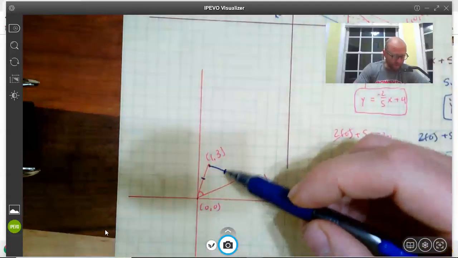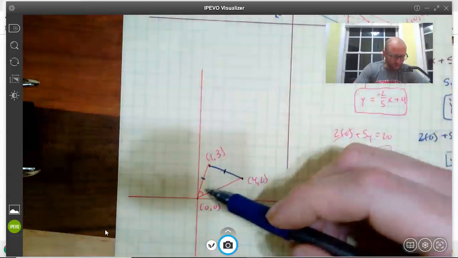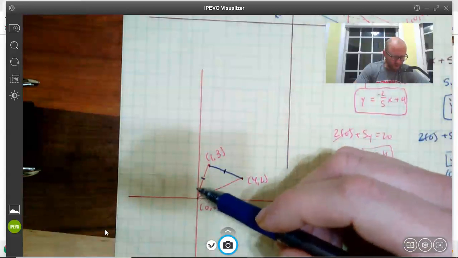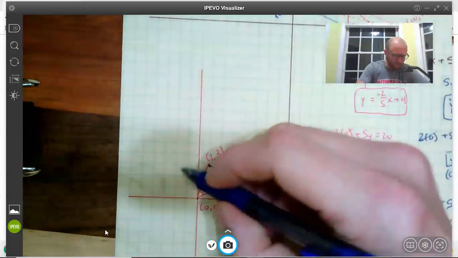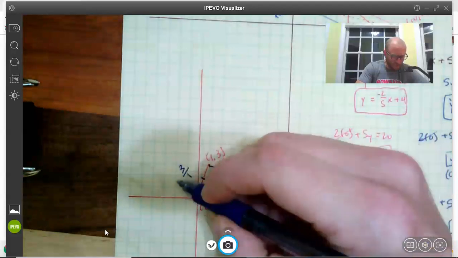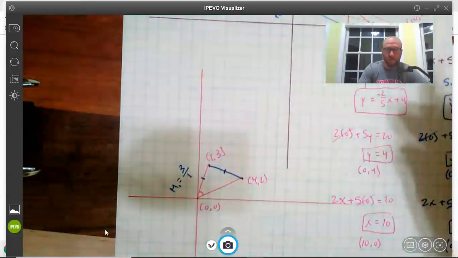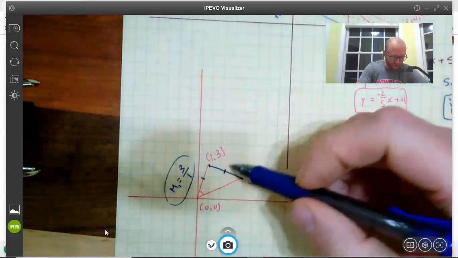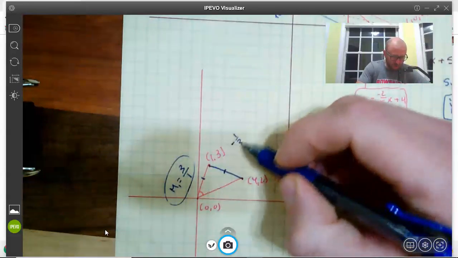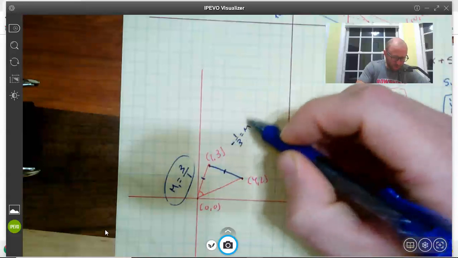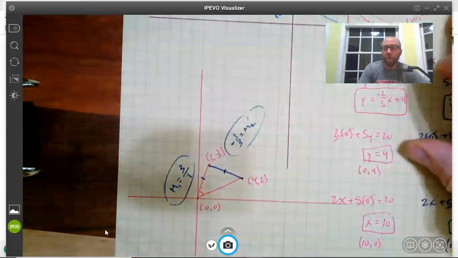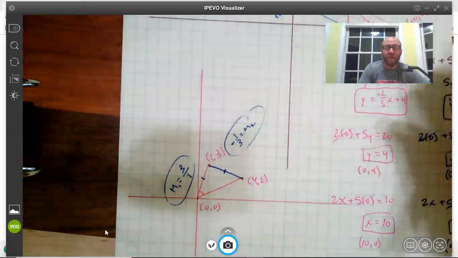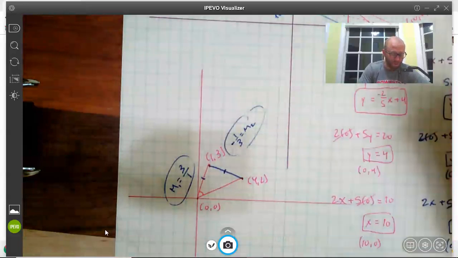And then here, if you look here, 1, 2, 3, 1, the slope of this line is 3 over 1. And over here, this is 1, 2, 3 down 1, so that's negative 1/3 for that slope. So those two segments have slopes that are negative reciprocals.